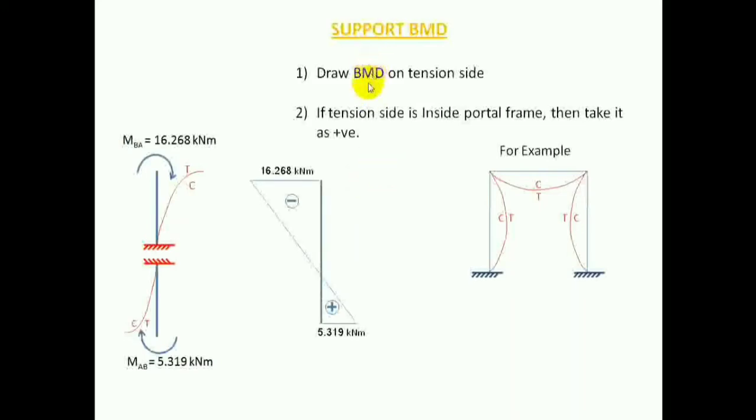So using these two sign conventions, we have drawn this diagram, that is, draw BMD on the tension side. This is the tension side, that's why we have drawn the diagram on this side. Now come to the sign convention. This is the inner part of this portal frame, that's why inside take positive and outside take negative. Likewise we have drawn the BMD for the column.